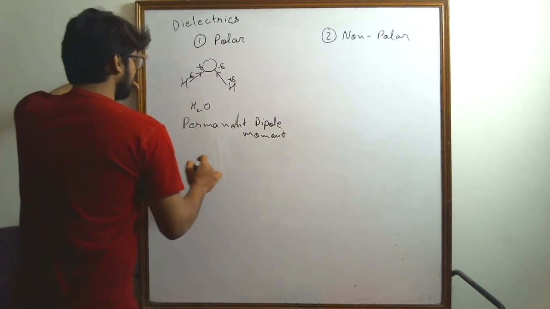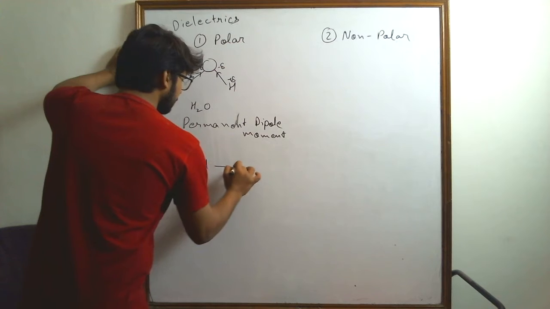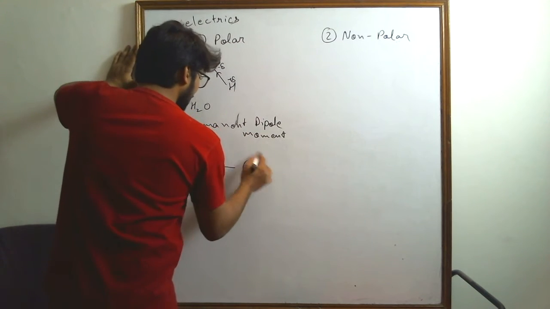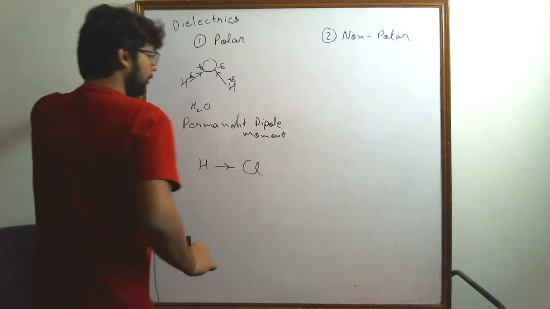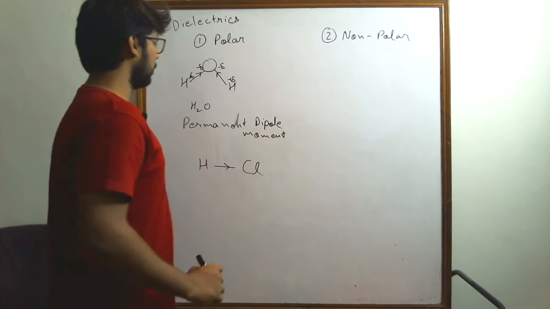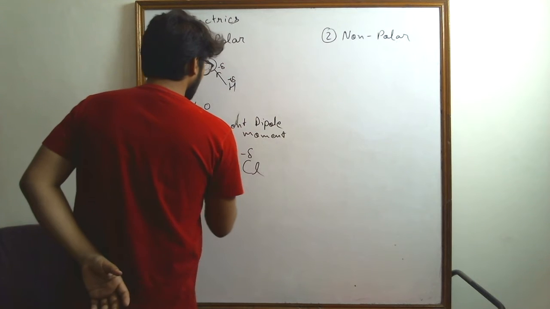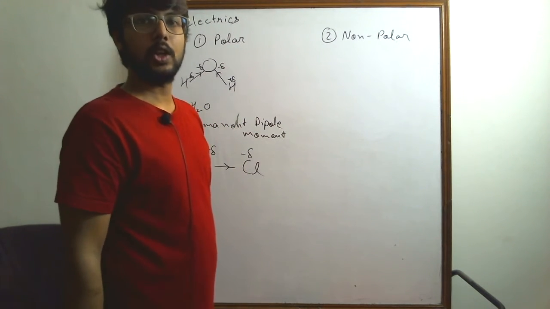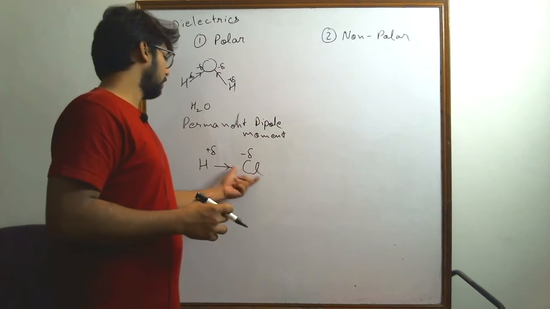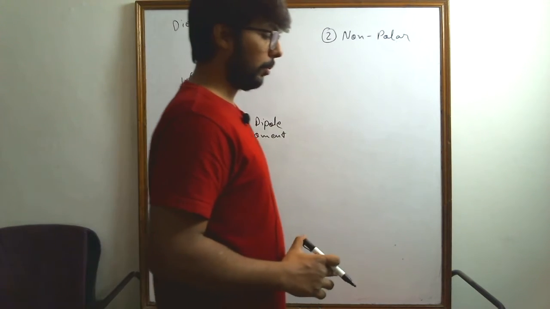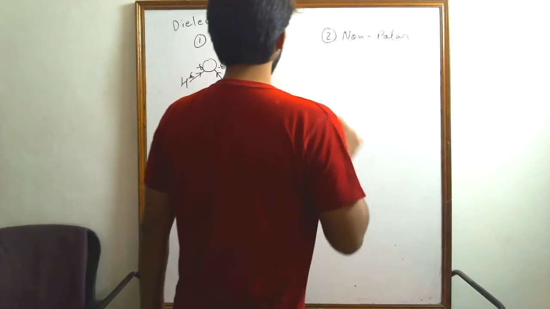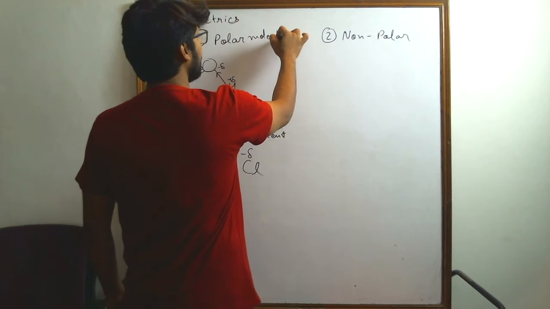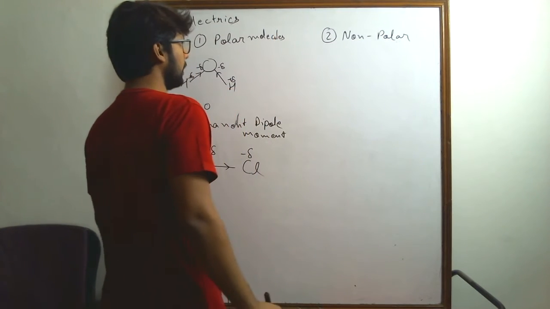What are the other examples of this? HCl, which is a very common acid. Again, Cl being the more powerful of the two, pulls the electrons towards itself, creating a partial negative and a partial positive charge on the parts of the molecule. So this is about polar molecules. We are talking about the molecule structures right now.